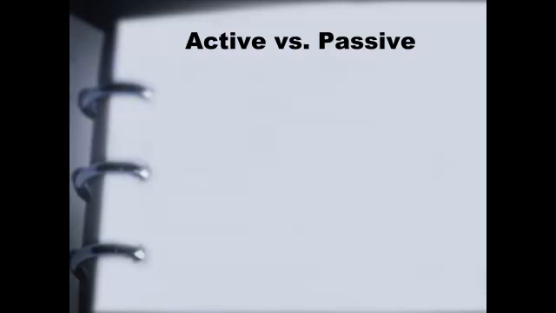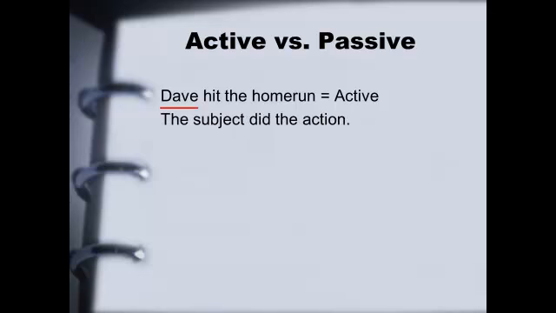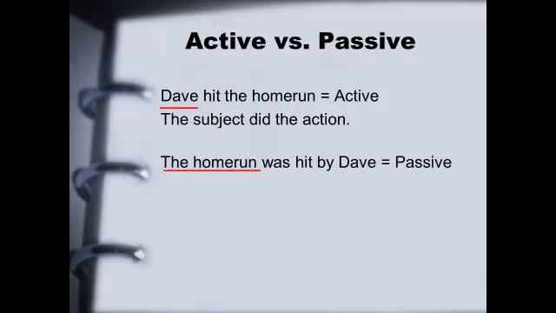So, Dave hit the home run is considered active because the subject, Dave, actually did the action. Okay, that's active. That's easy enough to understand. Passive is the opposite. The home run was hit by Dave is passive because the subject of the sentence, the home run, didn't do the action, it received the action. And in business, we want to use more active writing.